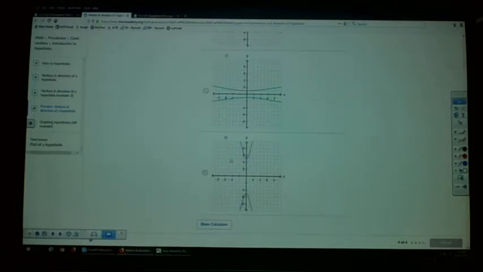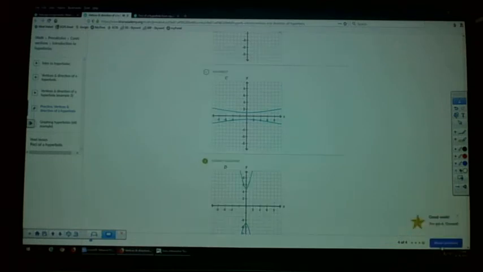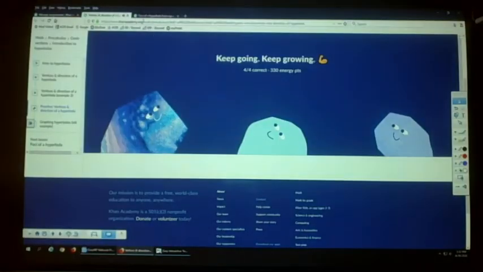And the only one that fits that is D. Good for us.